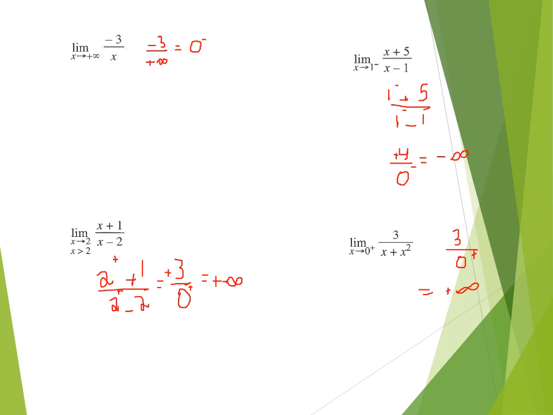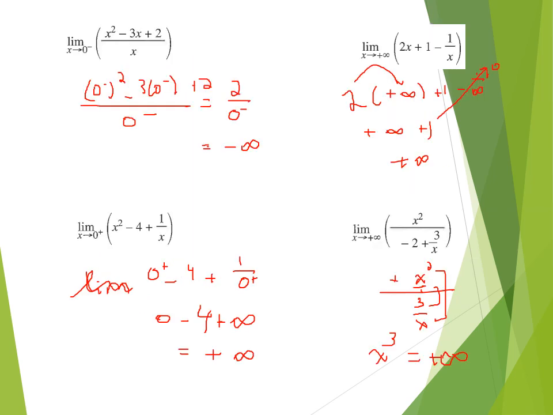Now we're going to replace x by 1 minus: 5 over 1 minus minus 1. So this is 4 over 0 minus in this case. Number over 0 is infinity. What type of infinity? It's minus infinity, because we have 0 minus. Now the last one, 3 over 0 plus in all cases. Number over 0 is infinity. What type of infinity? This is positive infinity.